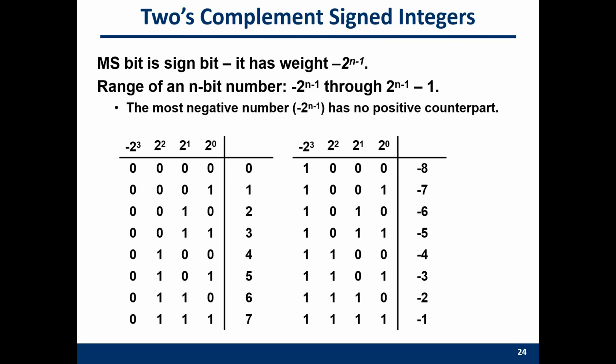Here we have 4 bits: 1, 2, 3, 4 bits. With 4 bits, we can represent 16 numbers, because 2 to the 4 is 16. And in this two's complement signed integer system, we have exactly 16 numbers here, from 0 to 7, and from -8 to -1.